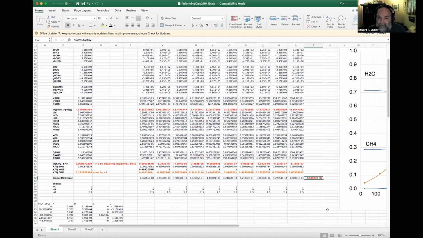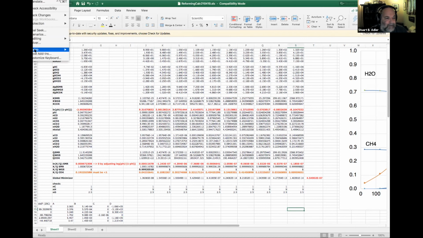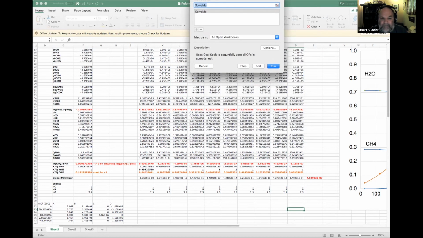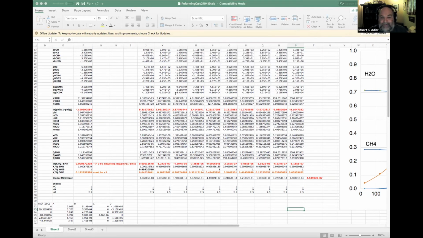I confess that Solver does not really work very well with this problem. Goalseek works fine. You can do this individually. I could say, all right, I'm going to guess this and make that go to 0. I'd guess this and make that go to 0. But you can also do that by creating a macro. And this is an older version of Excel where Visual Basic is still embedded in Excel. It's basically straightforward.